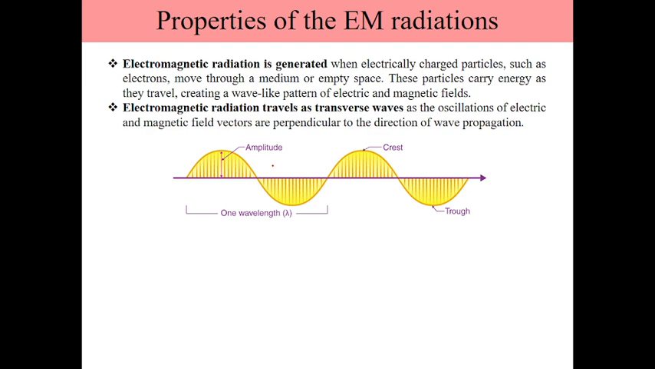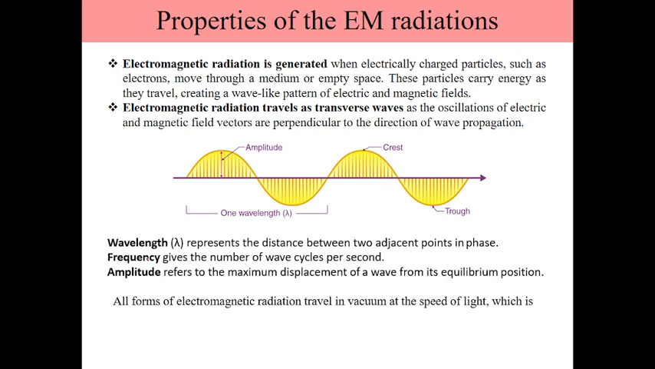Okay, so how exactly are these electromagnetic radiations generated? Well, they are formed when charged particles such as electrons move. When these charged particles are in motion, they are accelerated, and these accelerated particles result in the formation of an oscillating electric field. That results in the formation of these electromagnetic radiations. So these particles carry energy as they travel, creating a wave-like pattern of electric and magnetic fields.